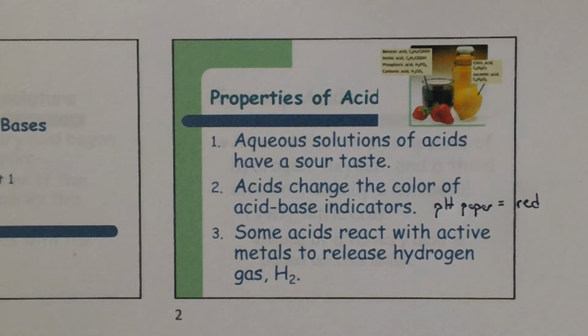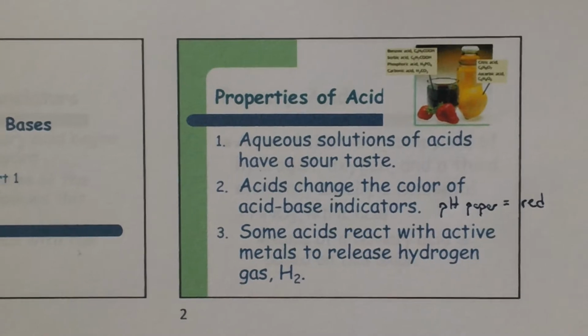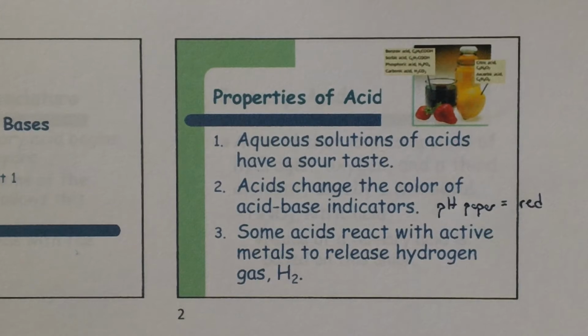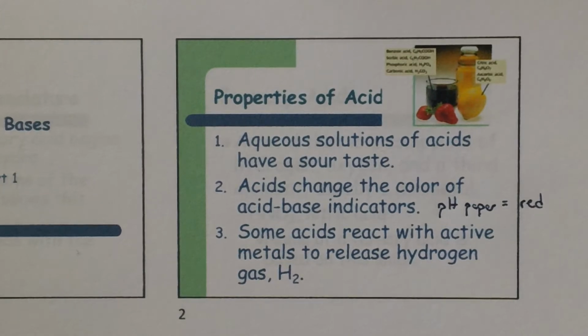So there's lots of different indicators. pH paper is kind of the go-to simple thing. That's one of those things where if there's a beaker sitting in the back and I'm not sure what's in it, I'll use pH paper to test to see whether it's acidic or basic. And then the third property says some acids react with active metals to release hydrogen gas.